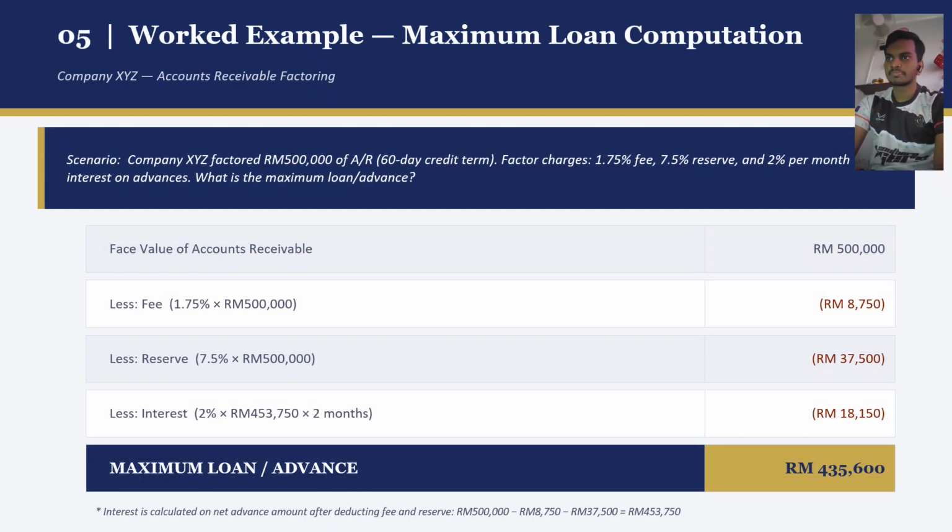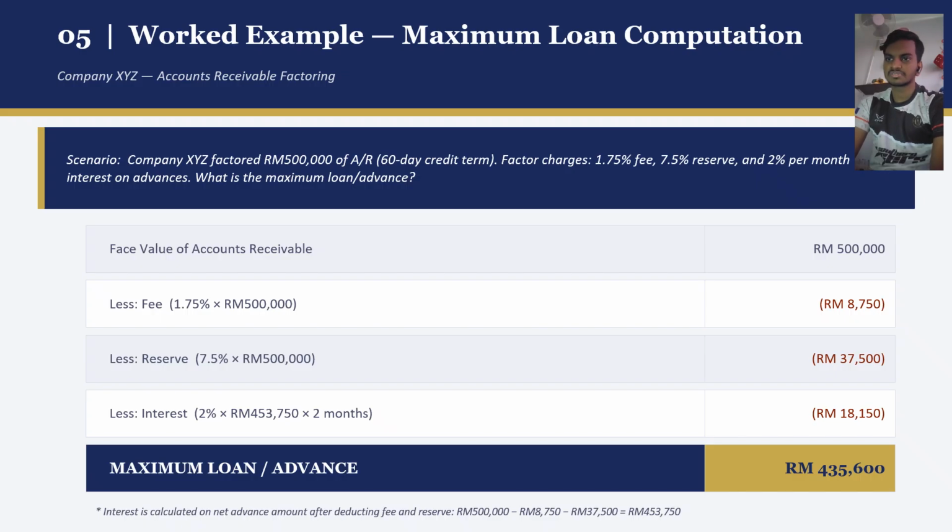Worked example: maximum loan advance. Scenario: Company XYZ factors RM 500,000 of AR with 60 days credit term. The factor charges a 1.75% fee, a 7.5% reserve, and 2% per month interest on the advance. What is the maximum loan advance? The face value of the receivable is 500,000. Less fee: 1.75% times RM 500,000 equals 8,750.